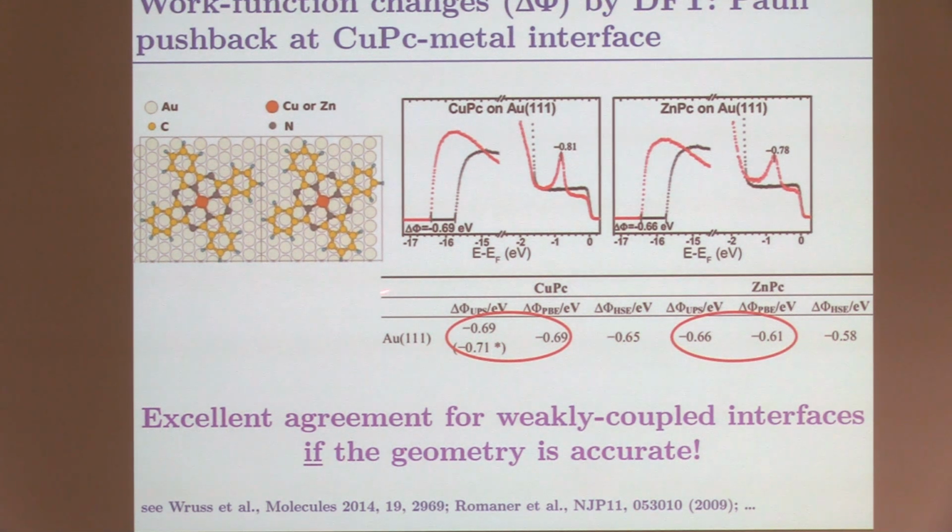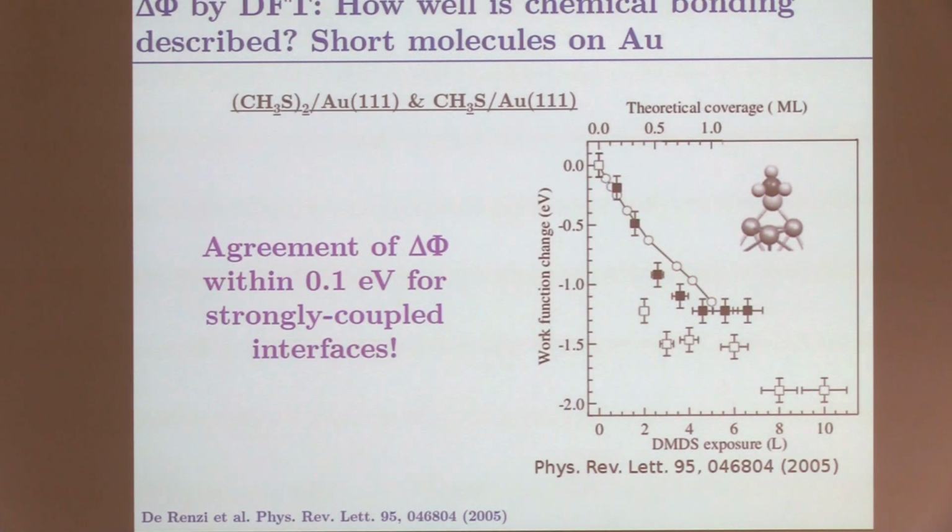Now, again, it is very important to have the accurate geometry. Here we have used these van der Waals dispersion corrections to get the correct distance of copper PC with respect to gold, which you do not get if you don't account for van der Waals interactions, and then the work function may be different. Now, how is it doing for more complex interactions, especially when we have chemical bonding being involved between the molecule and the metal surface?